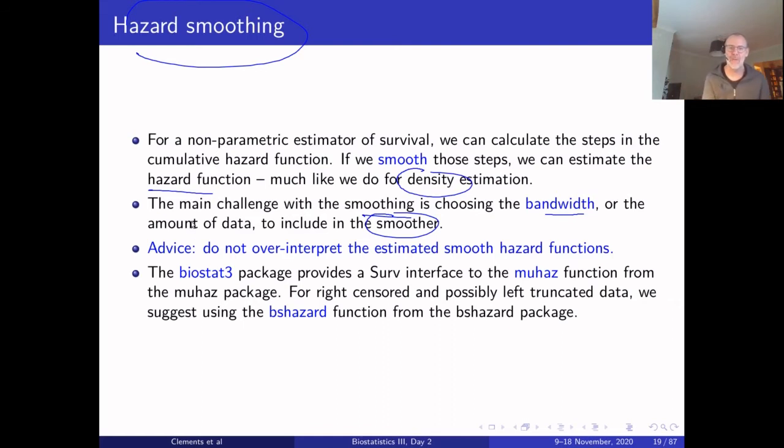So the Biostat3 package provides an interface to the muhaz function from the muhaz package, for right censored data. For right censored and possibly left truncated data, you can also use the bshazard function from the bshazard package, and we'll show examples of this.